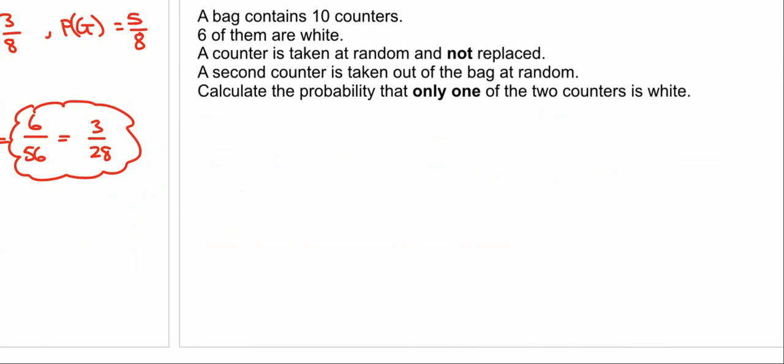Okay, so question 4. I think there was 6 questions on this overall. A bag contains 10 counters, 6 of them are white. So the probability of white, 6 out of 10. Don't simplify that. It'll mess up your following branches. And the rest of them are not white, so the probability of not white, remember that little dash means not white, W dash, it's going to be 4 out of 10.